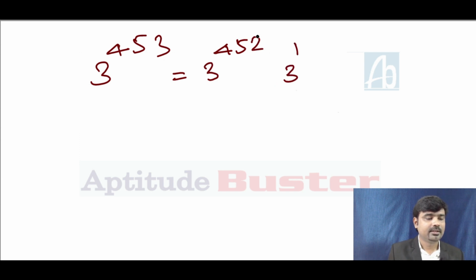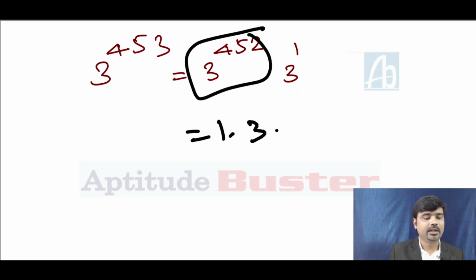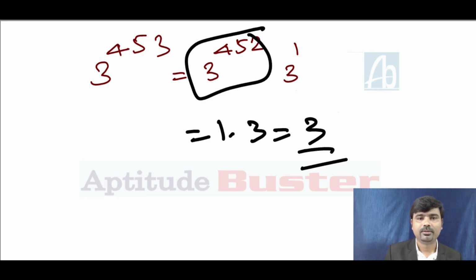See, this is always, the units place is 1. 1 into 3, the units place is 3. For all the questions, just consider even power 4n, units place is 6, odd power 4n, units place is 1.